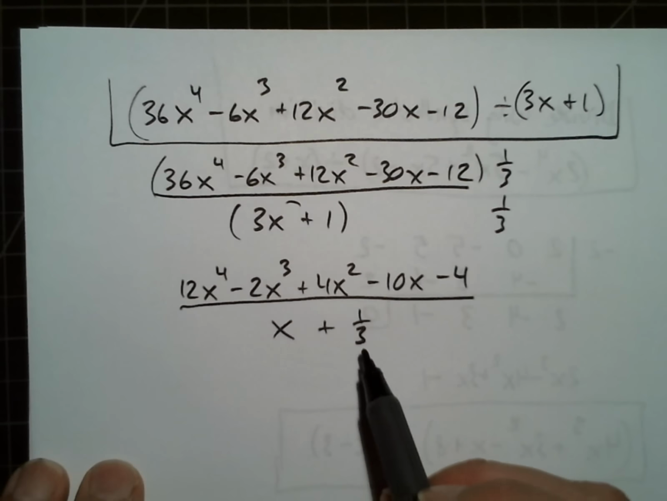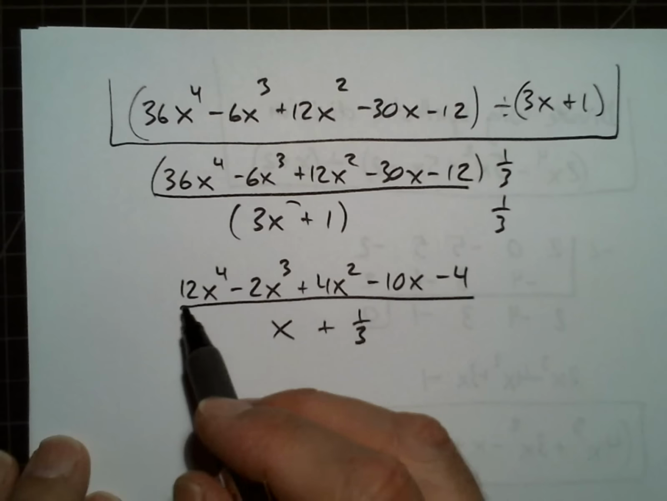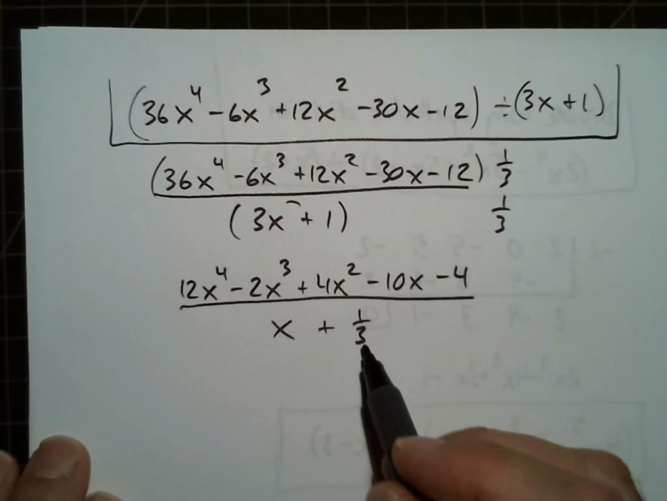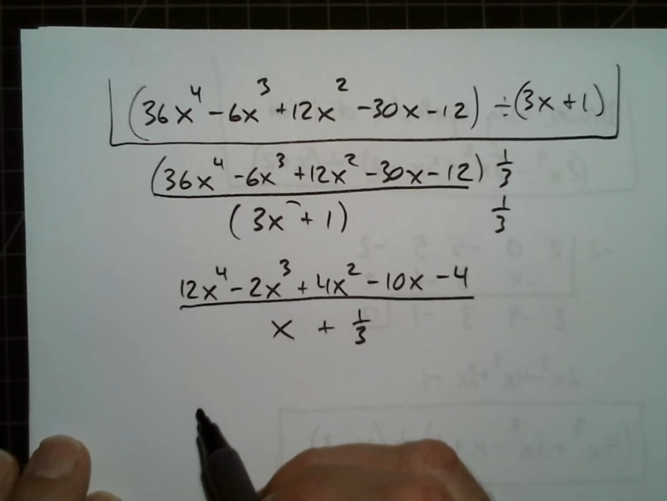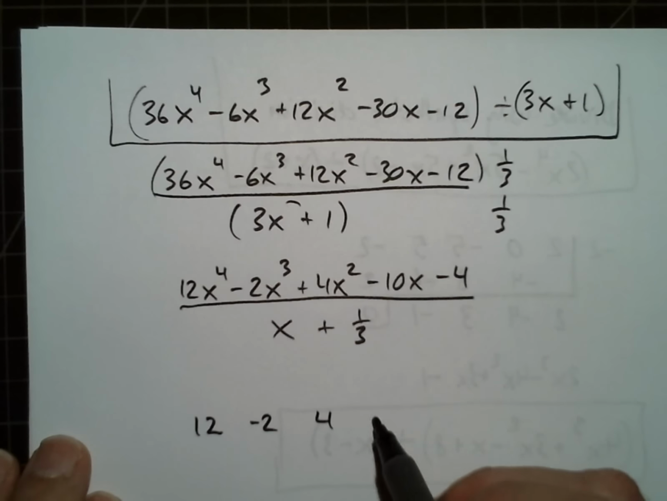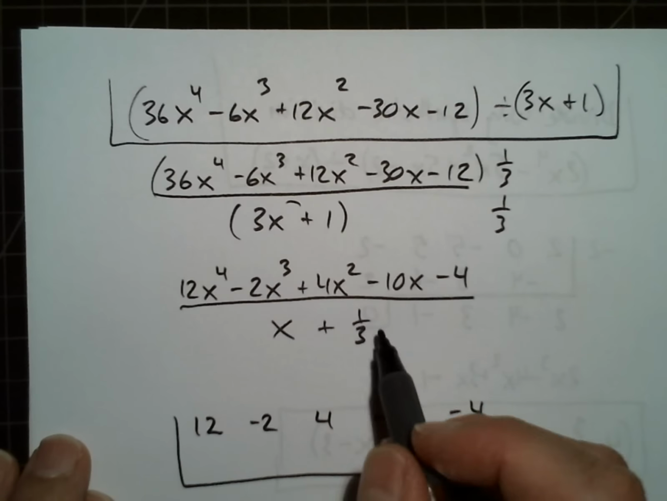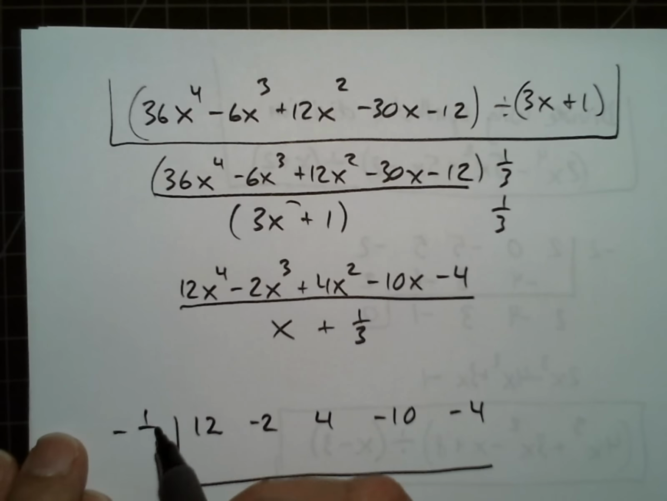Now we can do synthetic division. So we're going to divide this using synthetic division. 12, and then now that'll be a negative 1/3.